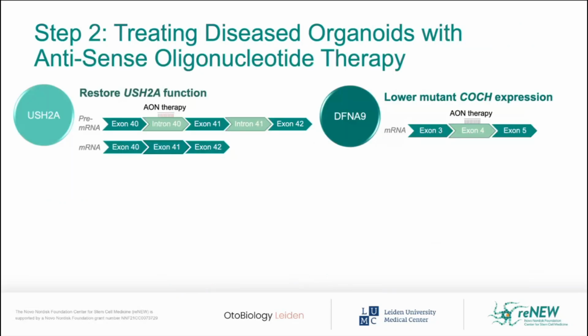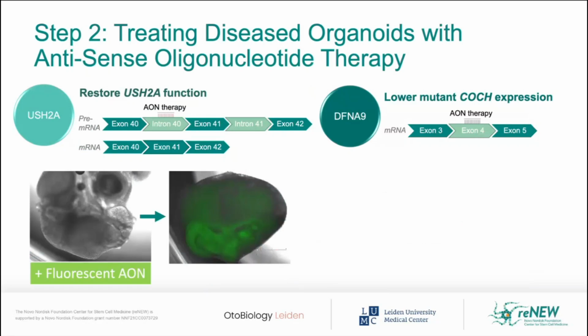And the next step is to see whether we can restore these. So we're treating them with antisense oligonucleotides, so RNA therapeutics, where for H2A, the goal is to restore the function, and for tetanus A9 the goal is to get rid of the bad RNA which is in there, so only the good RNA will stay there.